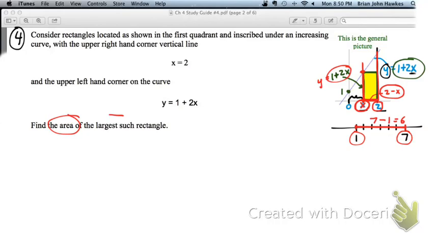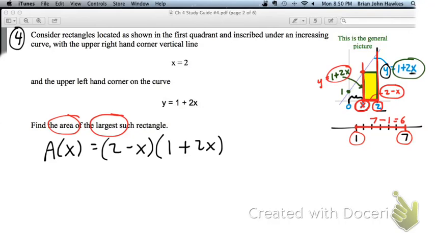Once we label our rectangle, we realize what we want is the area of the largest such rectangle, so we want the largest area. We need to create a function, area, in terms of x. Area in terms of x is equal to the base of the rectangle, 2 minus x, multiplied by the height of the rectangle, which is 1 plus 2x. Now we have our area function.